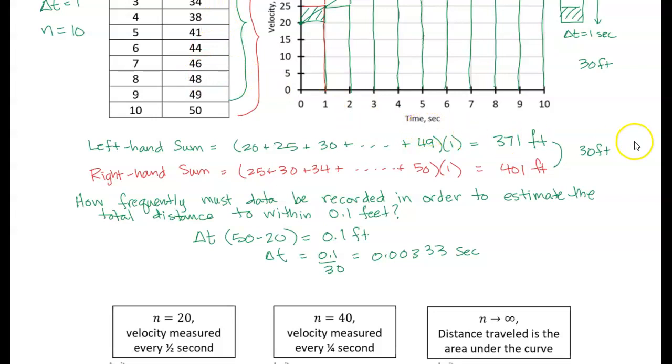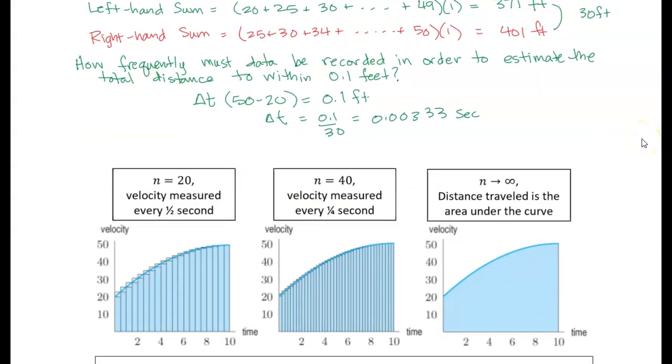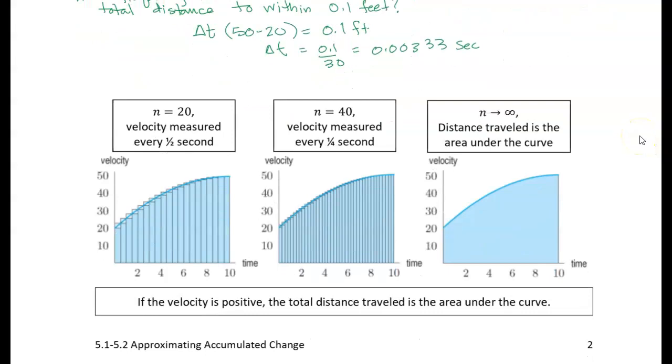Okay, so again, like I said, these Riemann sums are the basis for the integral. And the idea is that if you sample more and more frequently, you get the exact area under the curve. Okay, so here we're showing basically the same velocity data that we just had in those last two examples. We're just sampling here with n equals 20, so we have 20 subintervals. Here n equals 40, so we have 40 subintervals. And if we let n go to infinity, then the idea is that you get the exact area under the curve. Okay? And if velocity is positive, the total distance traveled is the area under the curve.